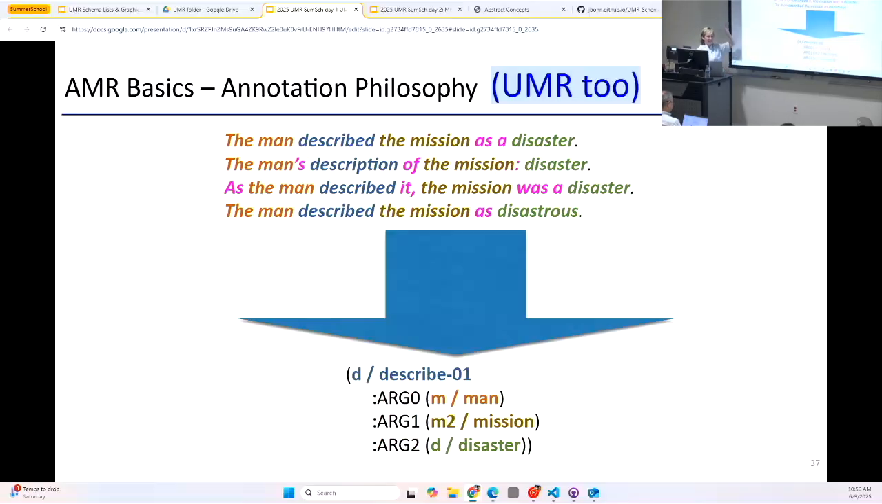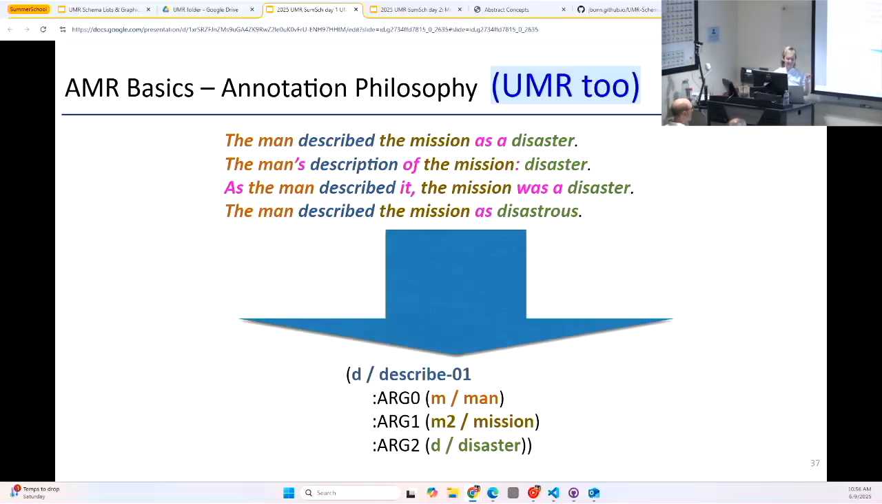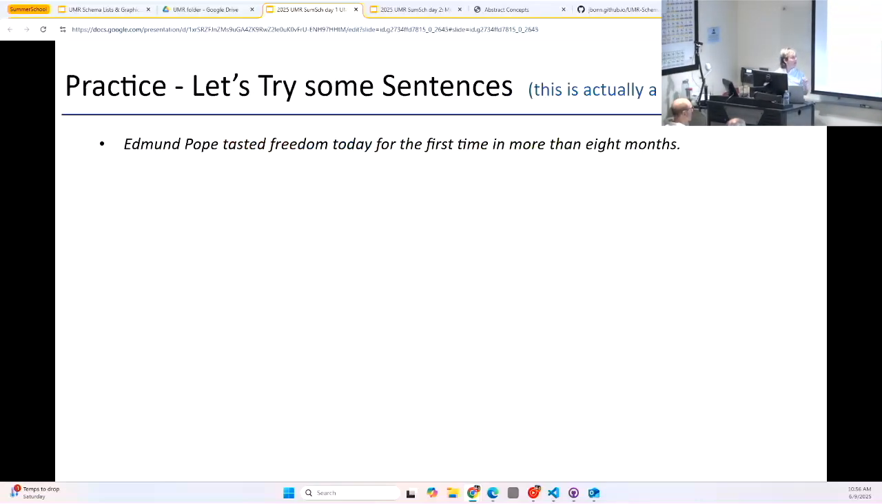Does that make sense? All of that? Any questions on any of that stuff? Okay, because now we have an example that we can try. Edmund Pope tasted freedom today for the first time in more than 8 months. So what do you think the first node is?